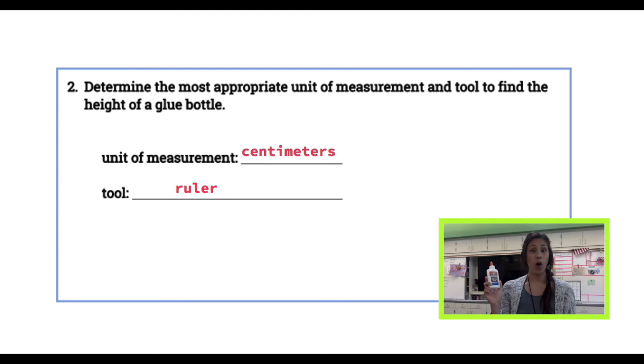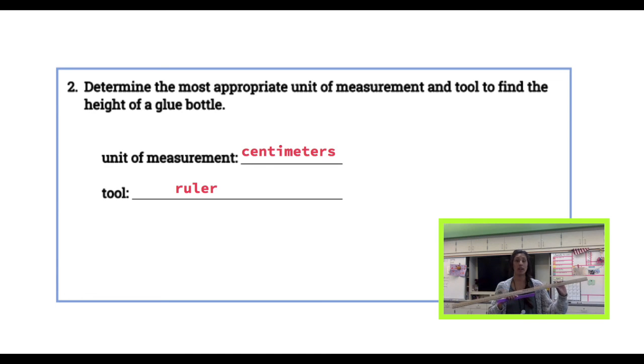So I'm going to go with centimeters for my unit when measuring a glue bottle. Now, for the height of a glue bottle, so from top to bottom or bottom to the top, I also need to figure out which tool I would use to measure this. Well, I have two options. So I can either use a ruler or I can use a meter stick.